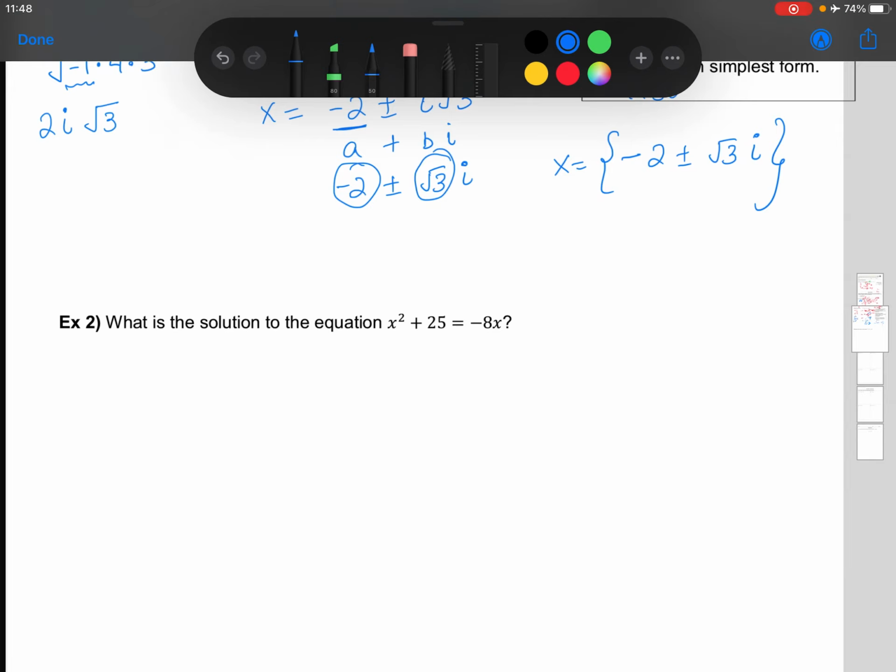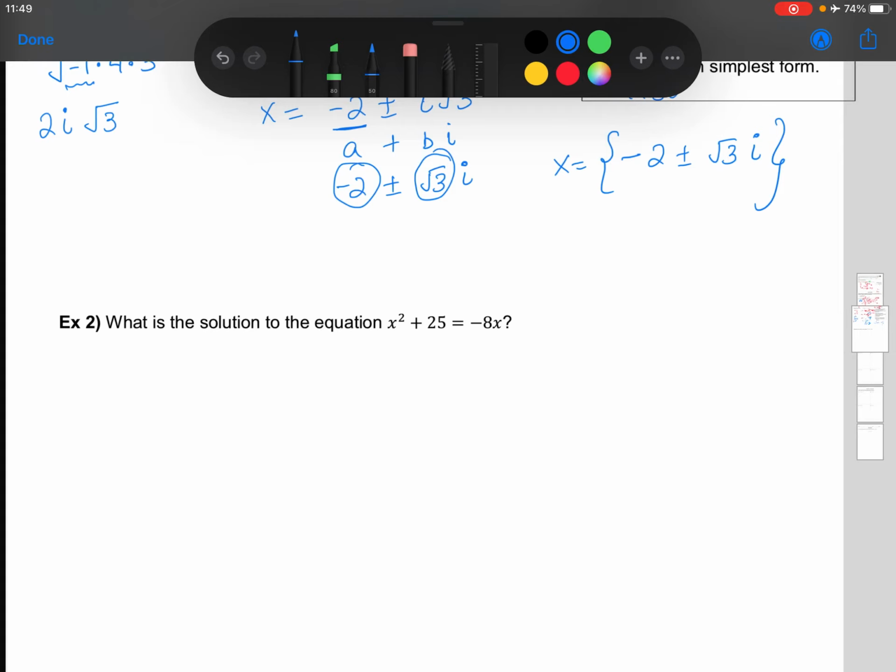Okay, now I want you to start pausing the video and try these questions on your own, so that way you understand it. I'm going to do one more. I actually want to do example 2, and then I want you to finish the rest. But before you check my solution, I want you to try it on your own and see if you get what I got, or how far you can get on your own.